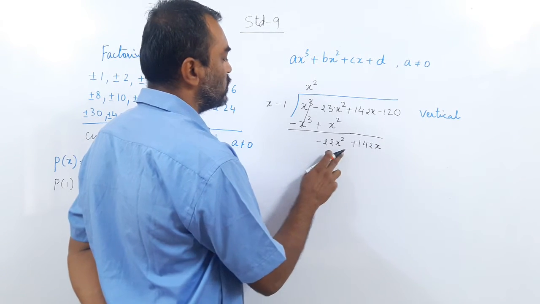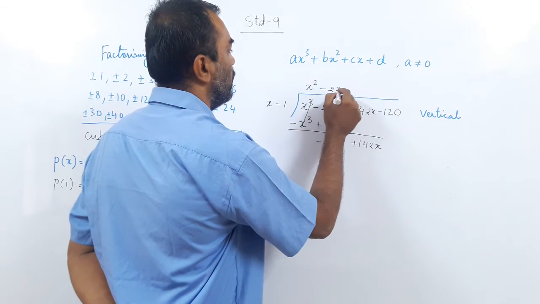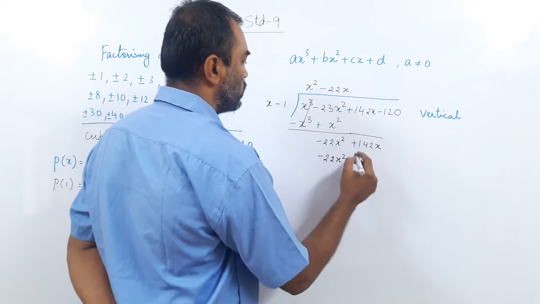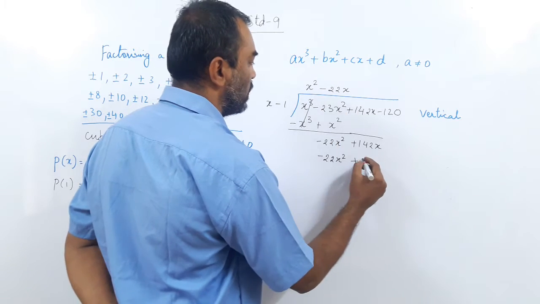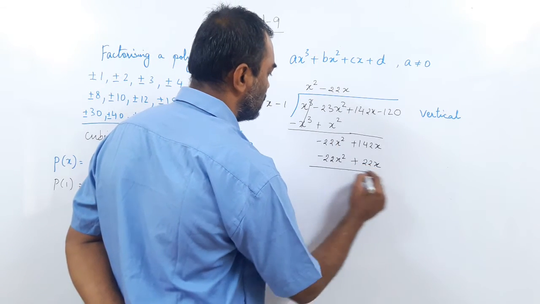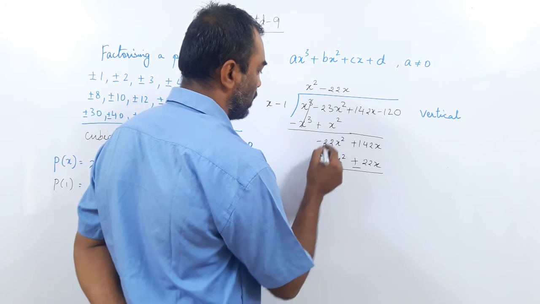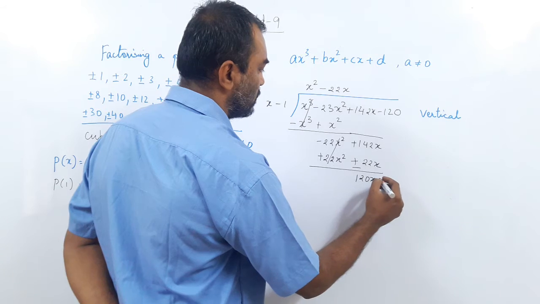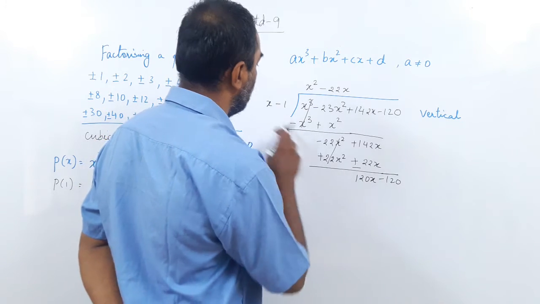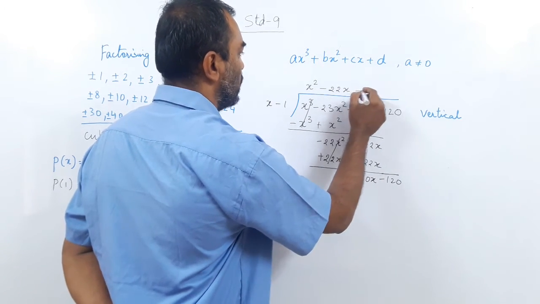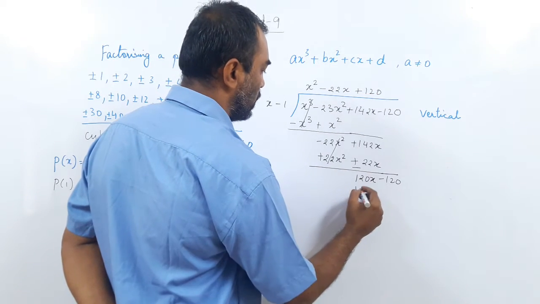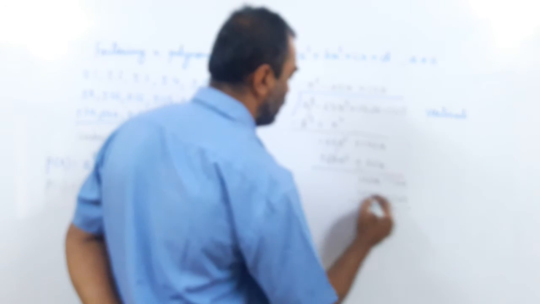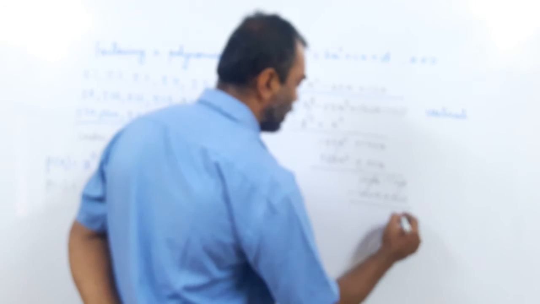How does x become minus 22 x square? So minus 22 x. So you get minus 22 x square, minus 1 into plus 21, minus 1 into minus 20 becomes plus 22x. Signs change, becomes plus minus. Minus plus cut. 142 minus 22, 120x. Minus 120 comes down. How does x become 120x? So plus 120. So I get 120x minus 1 into 120 minus 120, minus plus, remainder I got 0.